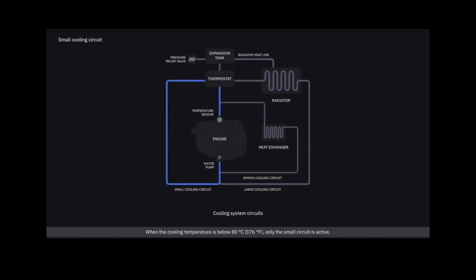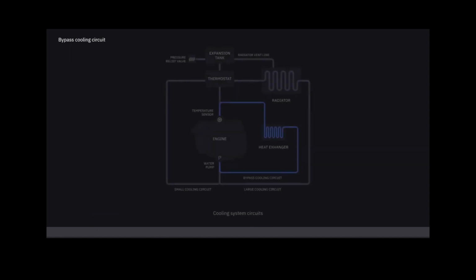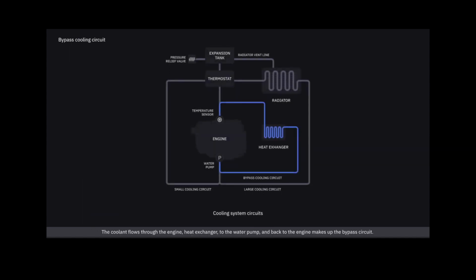When the cooling temperature is below 80 degrees Celsius, only the small circuit is active. This is done when the thermostatic valve closes the circuit, so that the coolant flows back to the engine, through the water pump. The coolant flows through the engine heat exchanger to the water pump and back to the engine, which makes up the bypass circuit. The bypass circuit is always active.